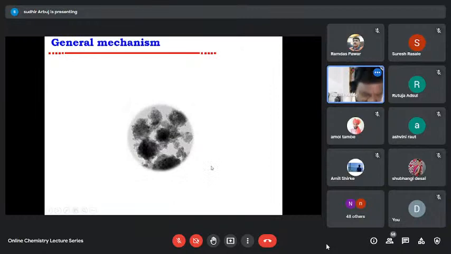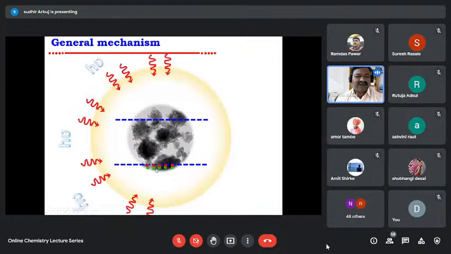So let's see the general mechanism of this photocatalysis. This is the semiconductor material. It has some band gap. This is the valence band and the conduction band. If you shine appropriate light on this semiconductor, the electron present in the valence band absorbs this light and goes into the conduction band. And this electron reacts with H plus ions and produces hydrogen.